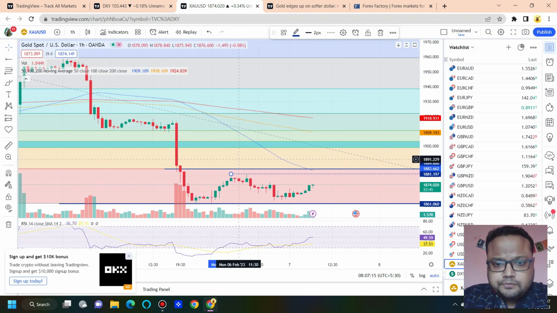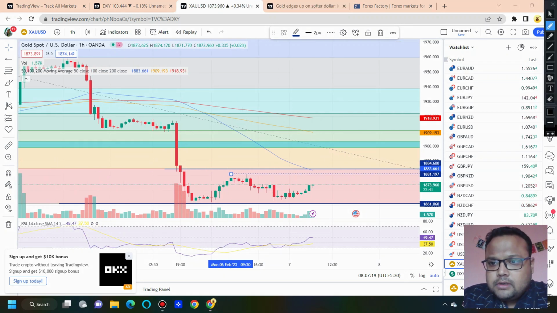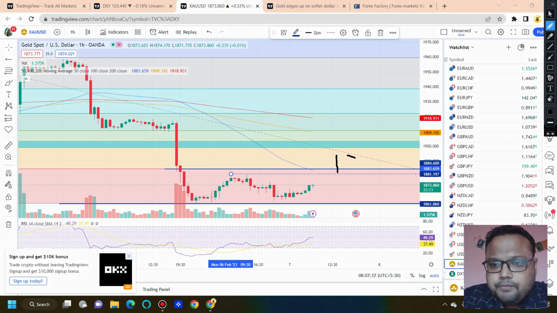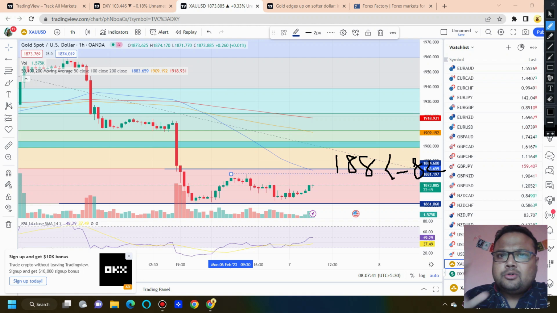Okay, now see the range of gold is 1884 or 1882. This is the range of gold. So consider the market like that only. If the market goes up, observe the market around this area. As you can see, the market is also approaching the blue line, the 50 moving average here. Observe the market around this area.